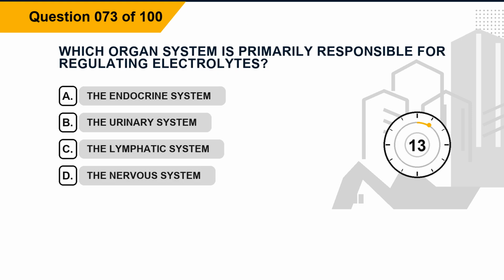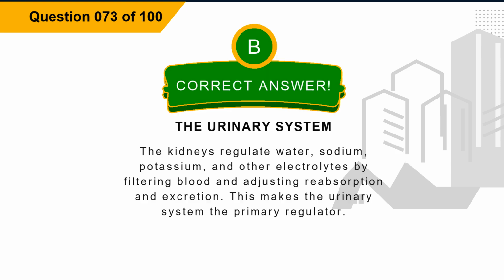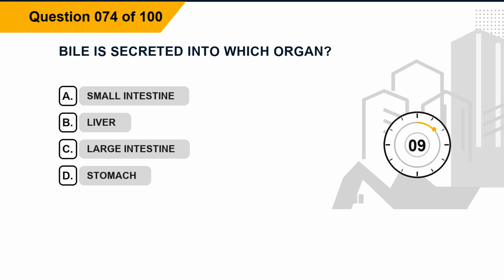Question 73. Which organ system is primarily responsible for regulating electrolytes? Option A, the endocrine system. Option B, the urinary system. Option C, the lymphatic system. Option D, the nervous system. The correct answer is option B, the urinary system. Explanation. The kidneys regulate water, sodium, potassium, and other electrolytes by filtering blood and adjusting reabsorption and excretion. This makes the urinary system the primary regulator. Question 74. Bile is secreted into which organ?